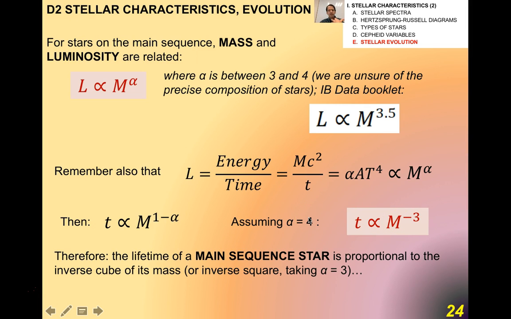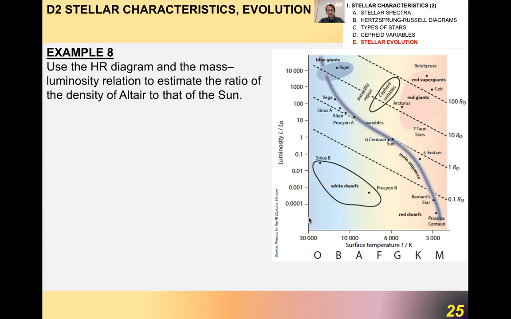So what that means is that the lifetime of a main sequence star is proportional to the inverse cube of its mass, which is kind of interesting. You don't really need to know that for the IB, but it's fascinating how astronomers can deduce these kinds of things from these esoteric equations, things that we're never going to be able to observe or measure directly. Pretty amazing TOK implications here.